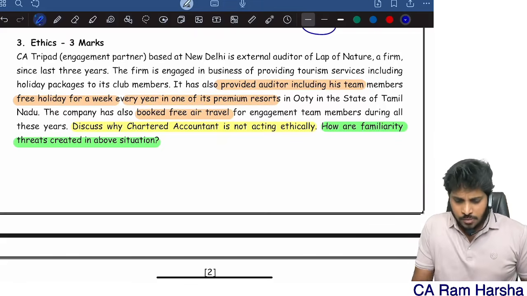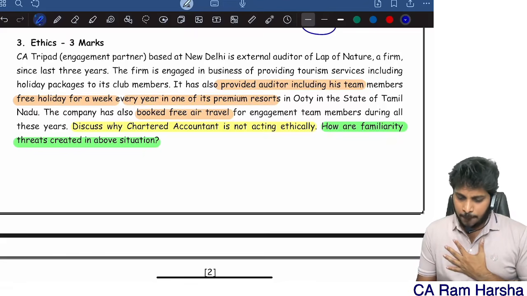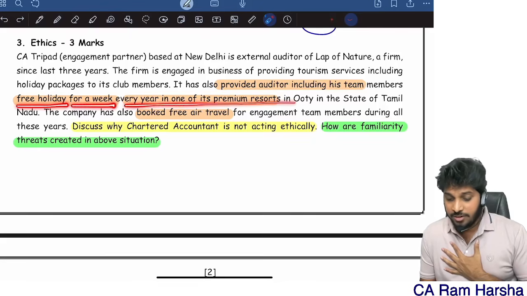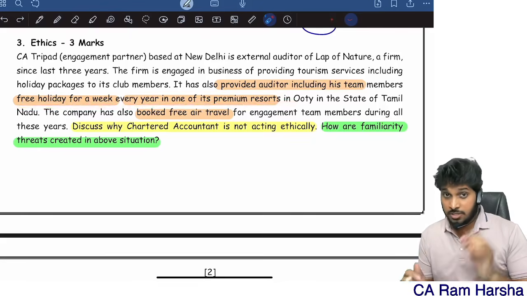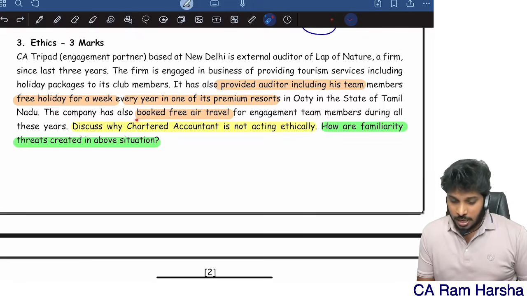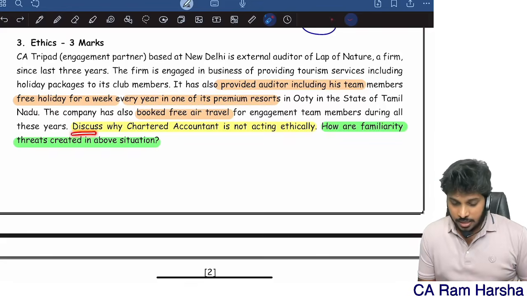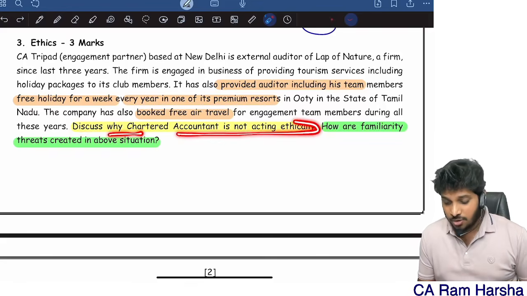Next, ethics related question here. Okay, so what happened here? The company provided the auditor, including team members, a free holiday for a week every year. So the company is giving team members a free holiday every year, and free airplane tickets are also given to the team. Discuss why the chartered accountant is not acting ethically.